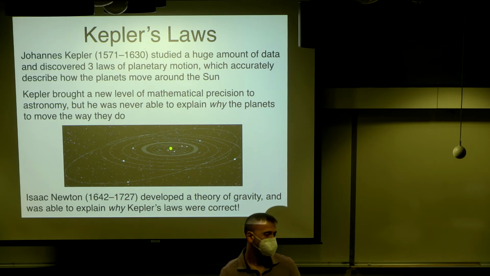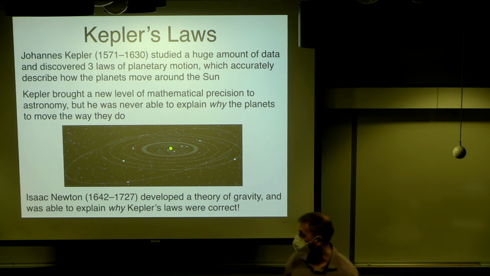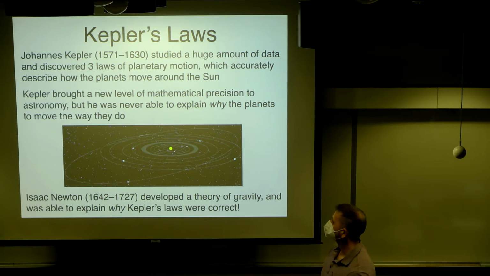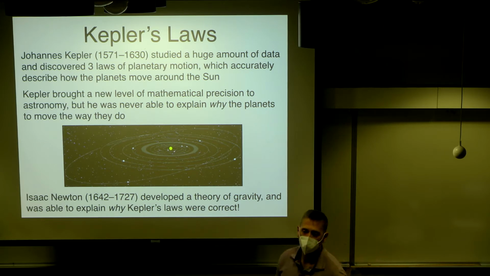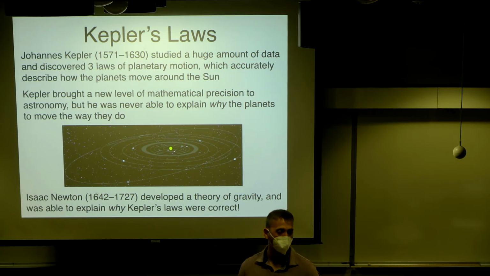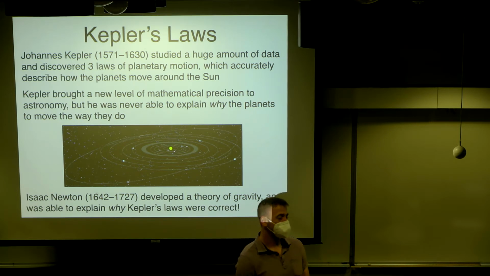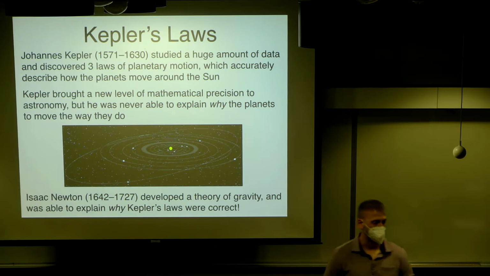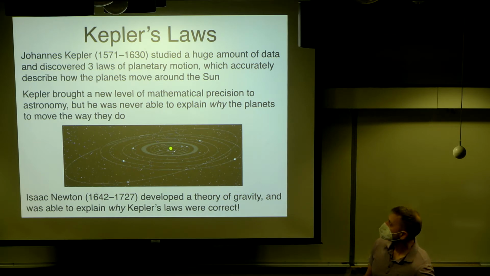They describe how Earth is moving around the sun. They describe how Mars is moving around the sun. Basically any planet in the solar system is very accurately described by this model. So what Kepler did is he brought this sort of mathematical precision to astronomy. We can really quantify things. How far away is a planet orbiting the sun? How long does it take to orbit the sun? We can put numbers to all these things and predict them really accurately.